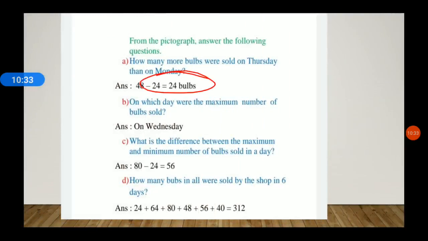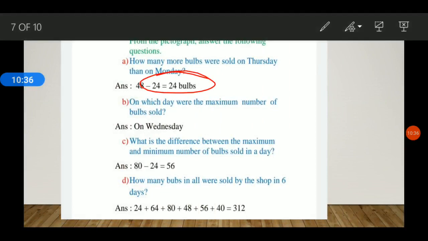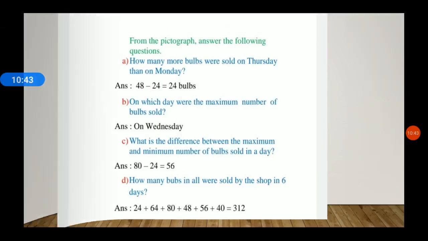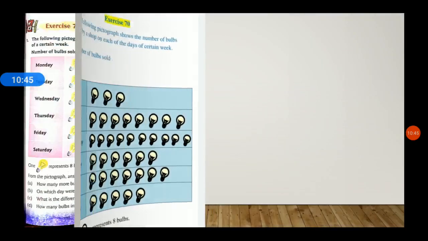The third question is, what is the difference between the maximum and minimum number of bulbs sold in a day? Now, maximum bulbs were sold on Wednesday.